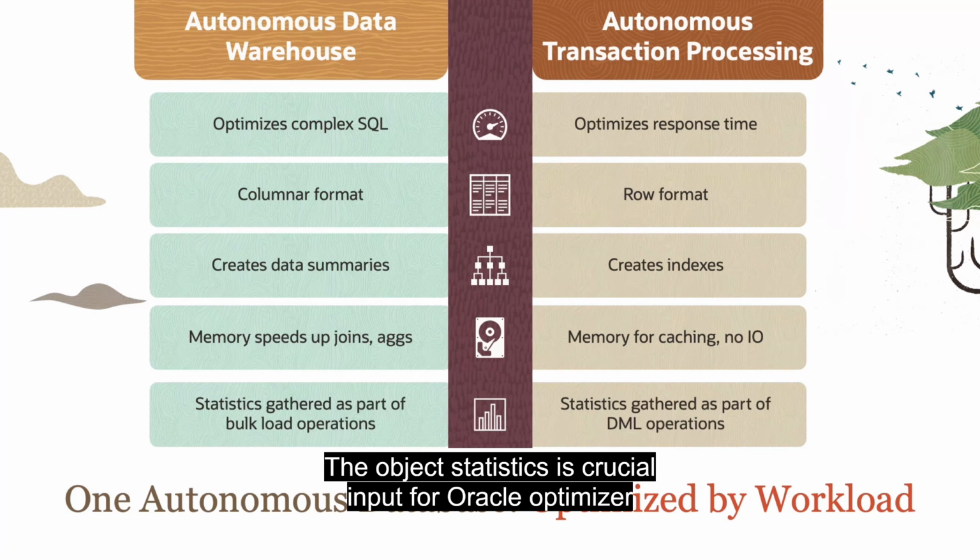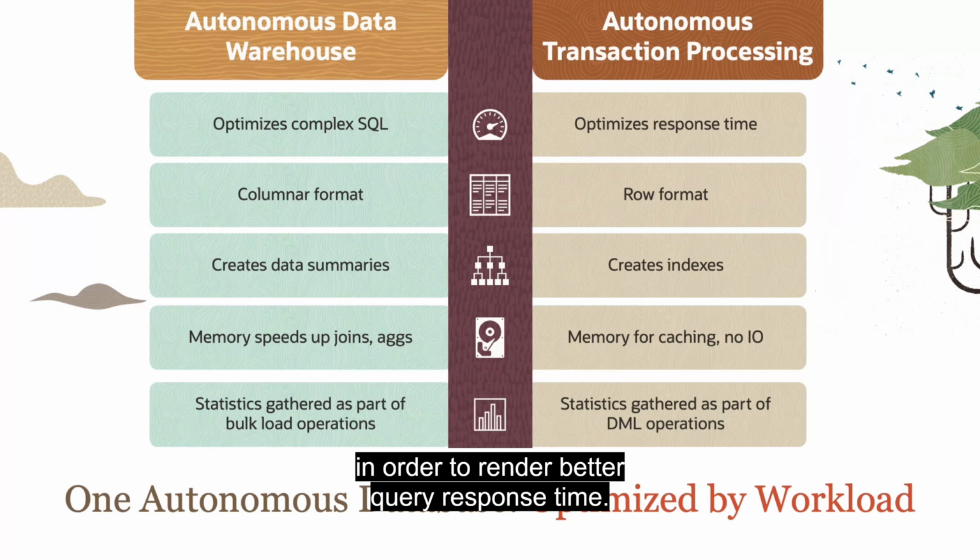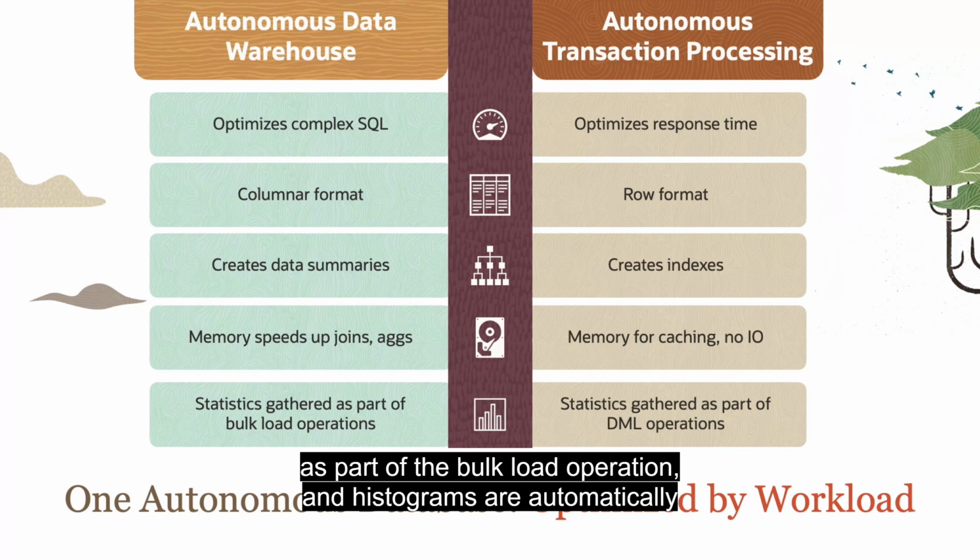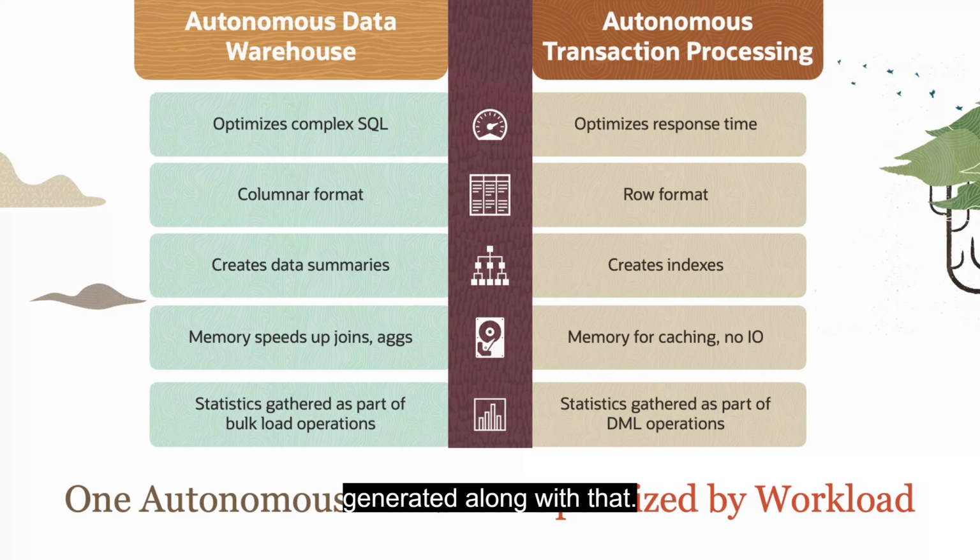The object statistics are a crucial input for the Oracle Optimizer to generate an optimal execution plan for your SQL. Hence, it is required that the database has the most recent up-to-date statistics for the tables and indexes in order to render better query response time. In ADW, the statistics are gathered automatically as part of the bulk load operation, and histograms are automatically generated along with that. Whereas in ATP, these statistics are updated during the DML operation itself.